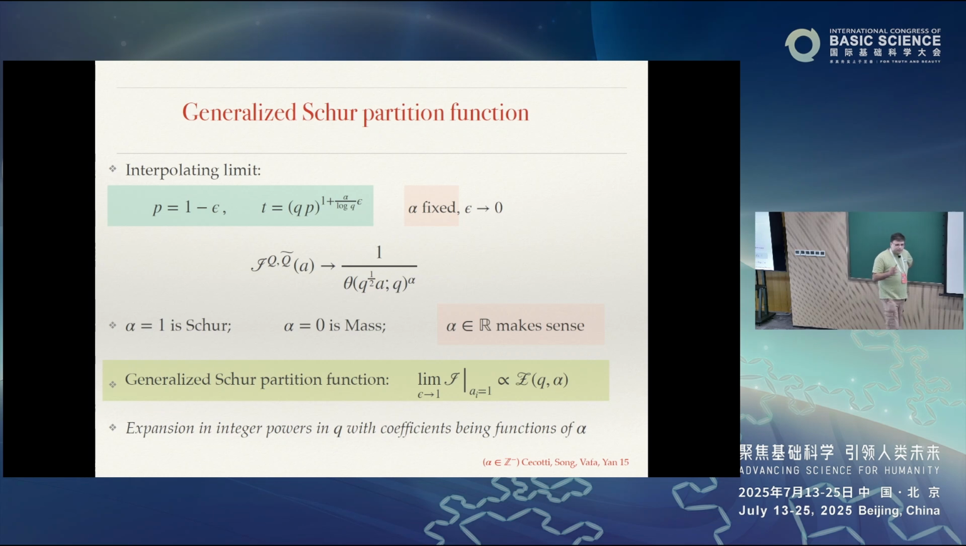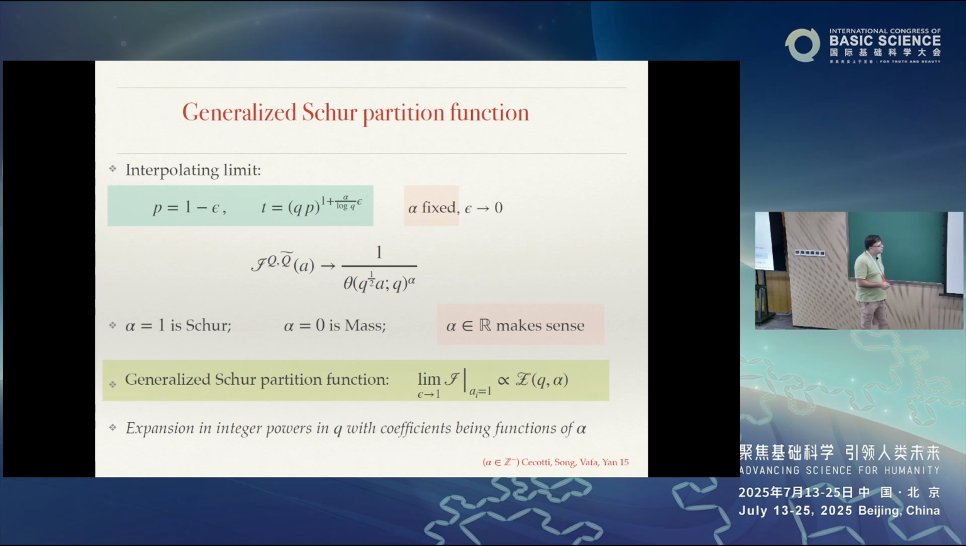Since we have this order of limits issue, we can try to exploit this fact and try to regularize the limit that we are taking. So what we will do, we will take both the mass limit and the Schur limit. We will set P equals 1 minus epsilon, and eventually we will send epsilon to 0. Then we will parameterize T in such a way that if we set epsilon equal to 0, again QP over T is equal to 1, and we are in the massive and Schur limit. But we will turn on this parameter alpha. When you study how the limit behaves, it will depend on this parameter alpha.